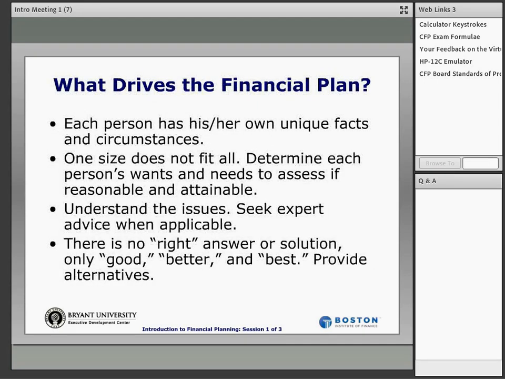So what drives the financial plan? Each person has his or her own unique facts and circumstances, and you have to understand that plans are unique to each situation. Small differences in circumstances can lead to completely different outcomes and completely different plans. The other thing you have to remember is one size does not fit all.